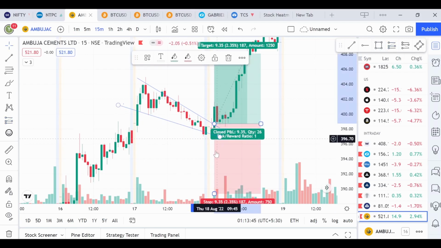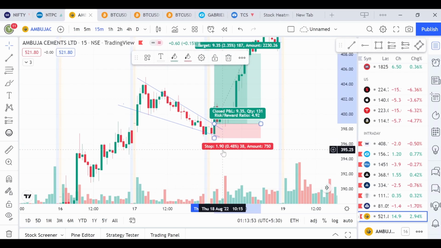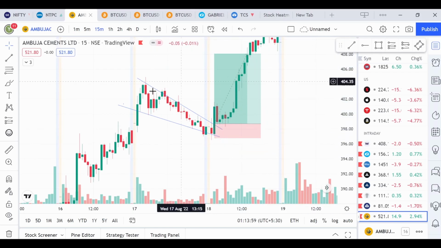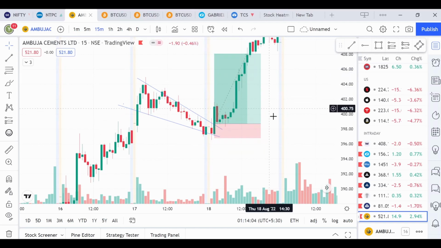Now let's check our entry points. Our stop loss would be over here, because if the chart pattern gets invalidated, then we will have to get out of our trade. And as you can see, a very good risk to reward ratio of 5 was hit over here, and this was also a very nice trade.